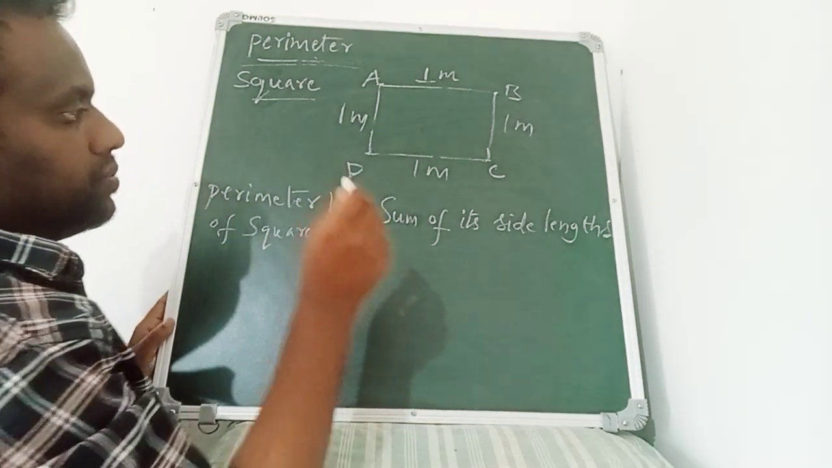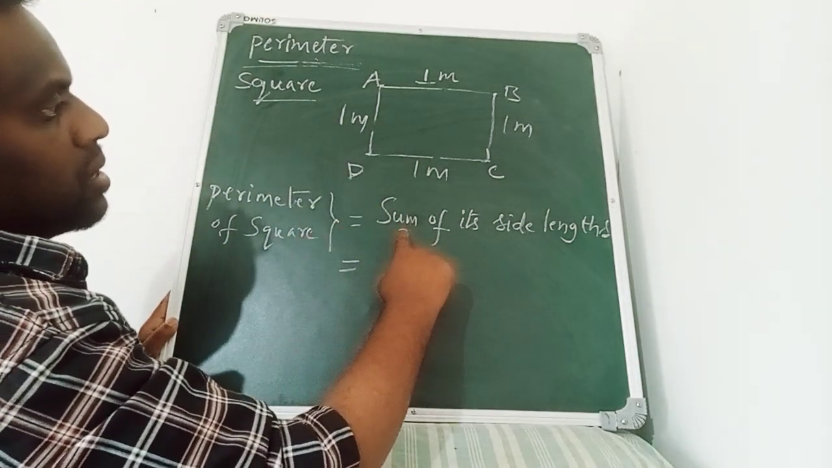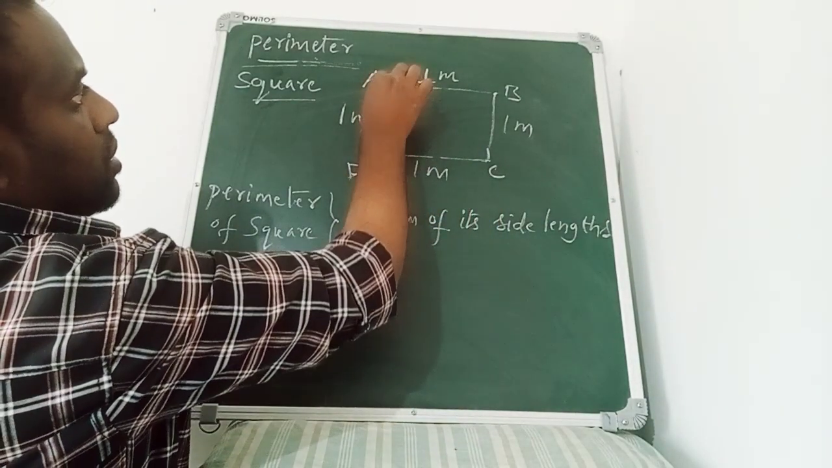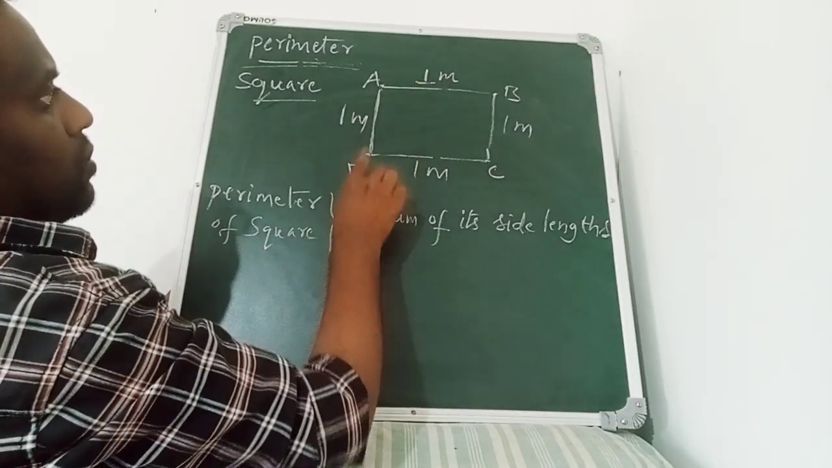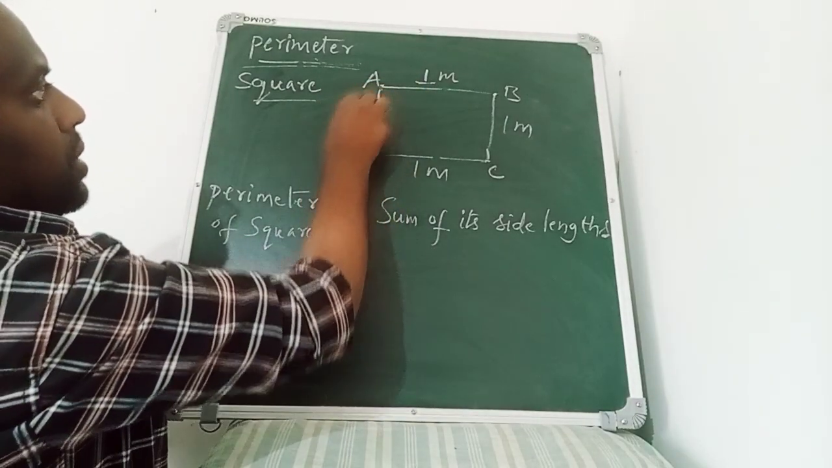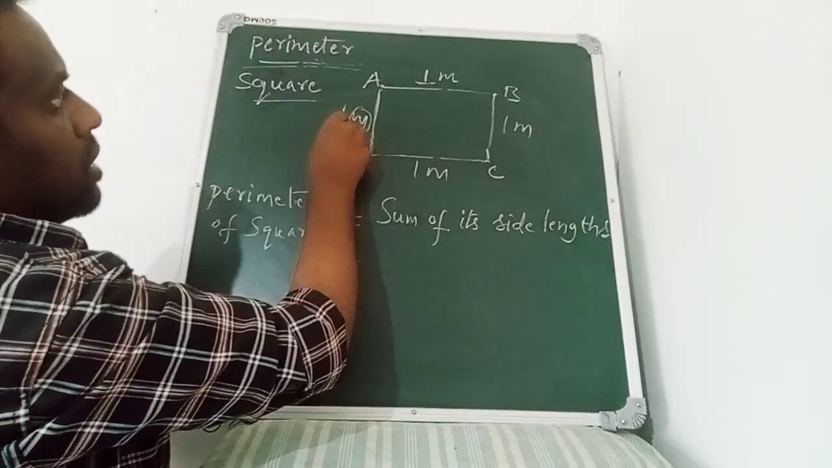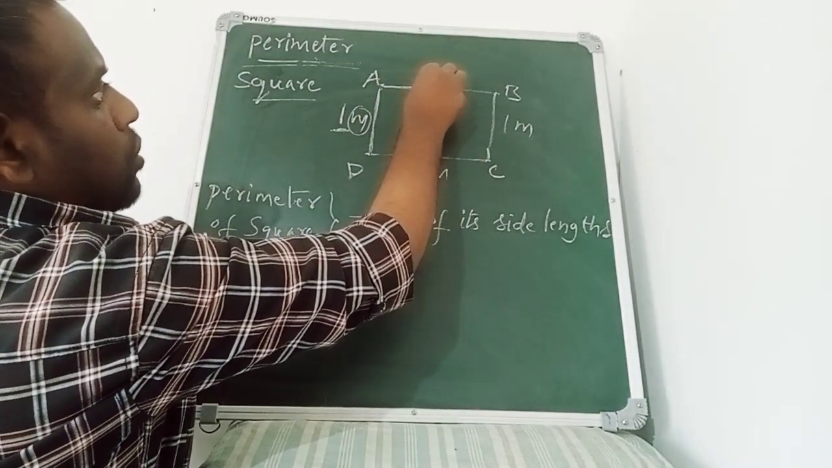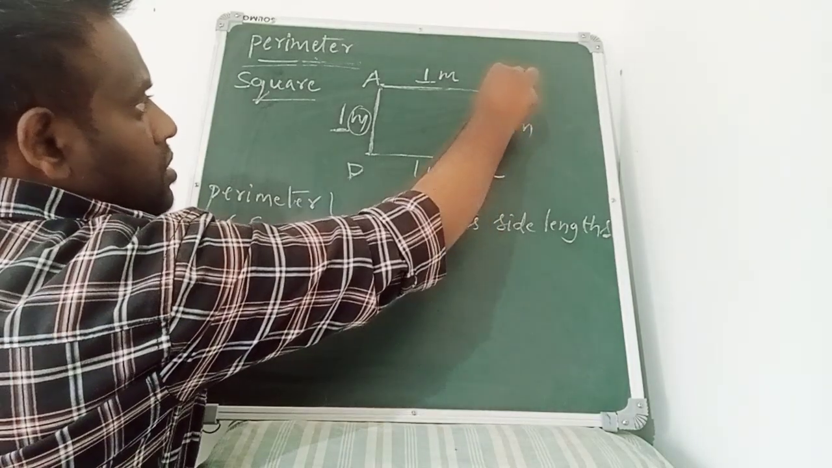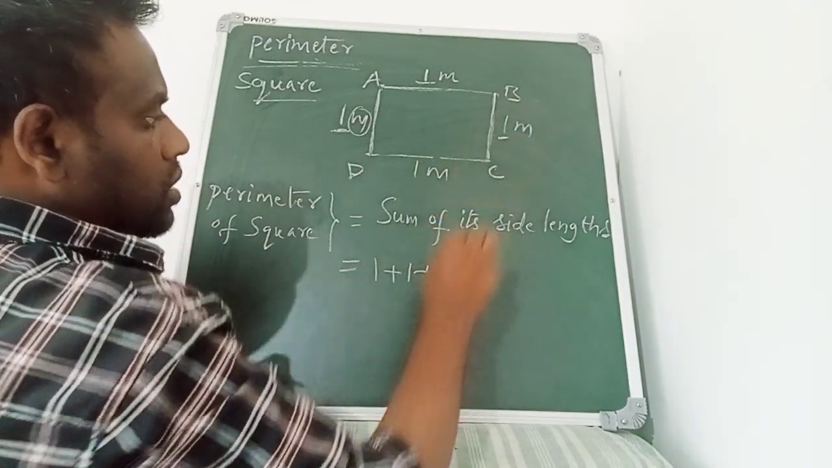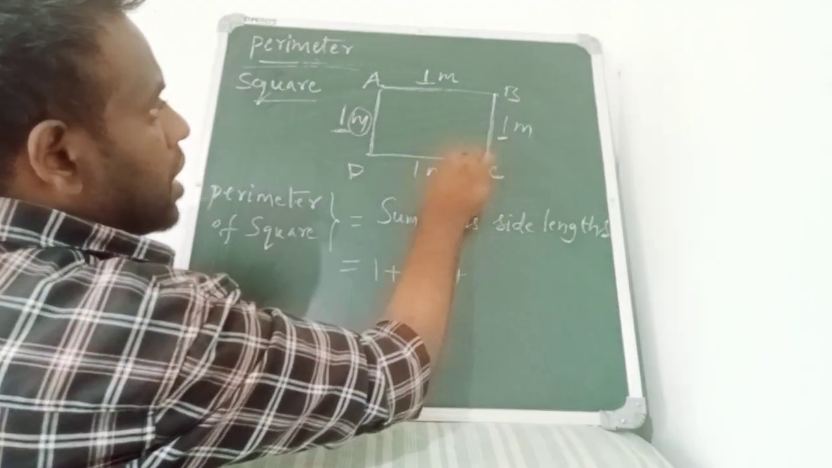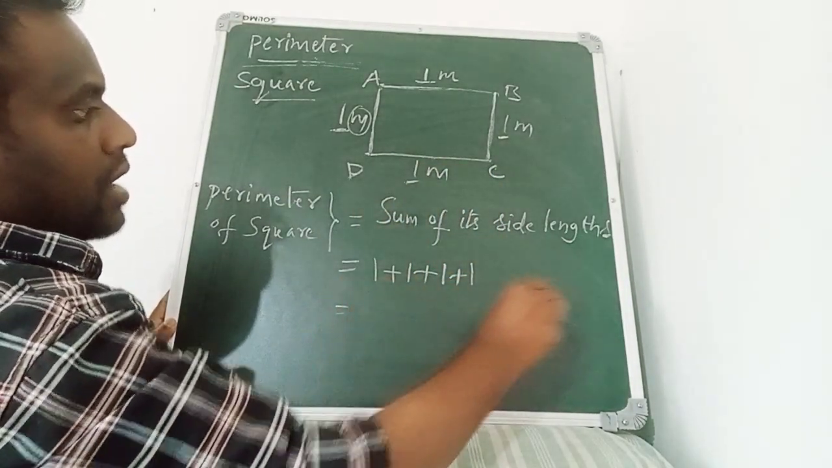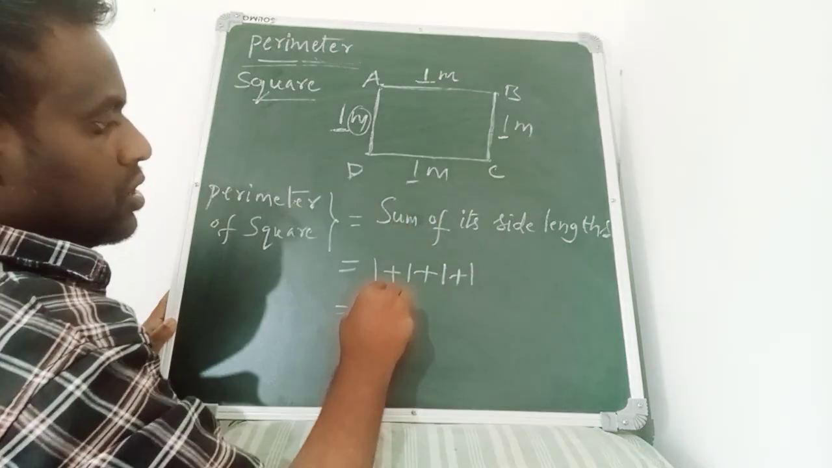Next come to the formula. According to this formula, sum of its side lengths. We have to add the side lengths. So first is what? Take this side AD. What is the length? 1 meter. This meter I will put later. First take numbers: 1 plus. Next take this. What is the value? 1 plus. Next take this side. What is the value? 1 plus. Next take this side. What is the value? 1. Okay.